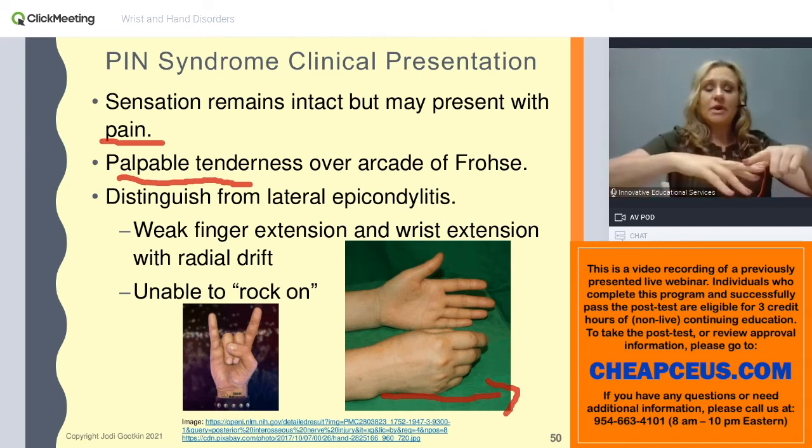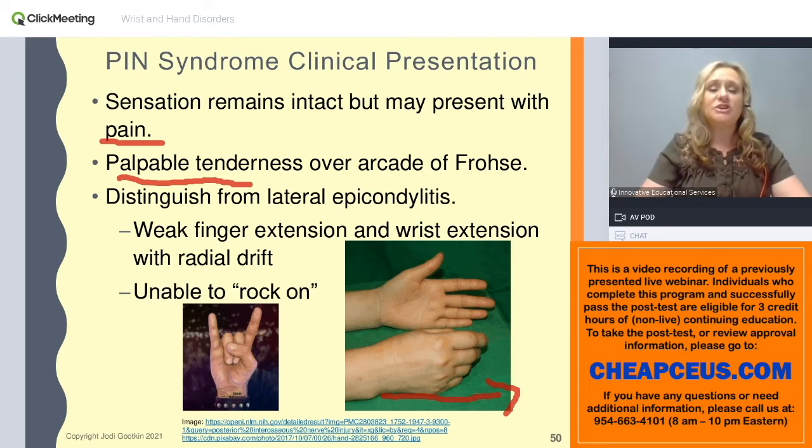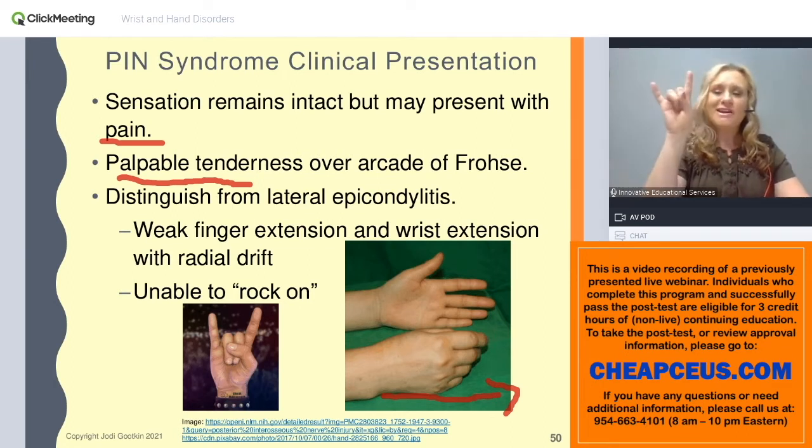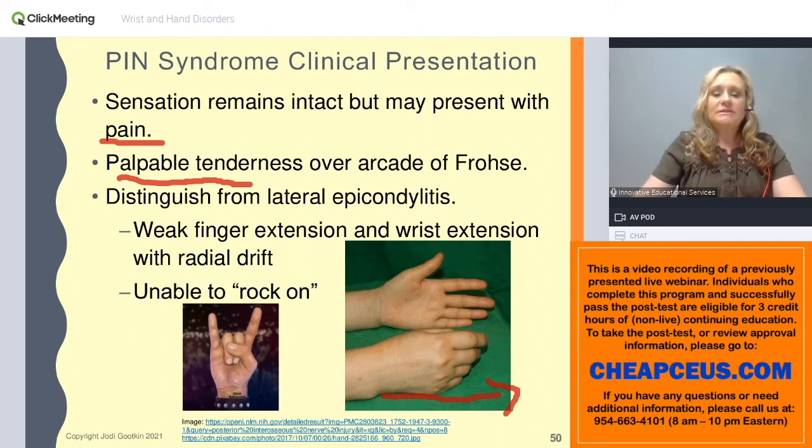Also, we know lateral epicondylitis, that resisted motion of the middle finger, is what's going to really replicate that pain and weakness pattern for the patient. As posterior interosseous nerve syndrome progresses, the individual is going to demonstrate weakness of the extensor indicis and the extensor digiti minimi. When you ask them to do the longhorn sign or the rock-on sign, they will be unable to purely get that finger extension to contribute to making that sign. And again, we're going to compare everything bilaterally to give us more insight.